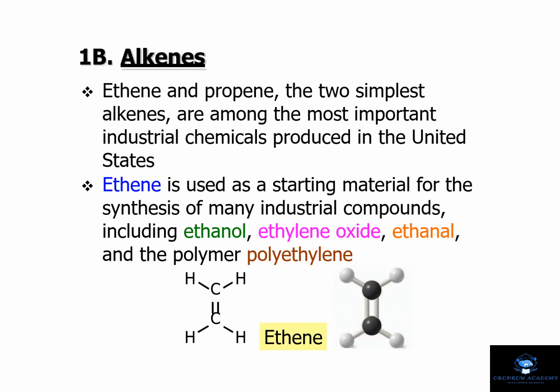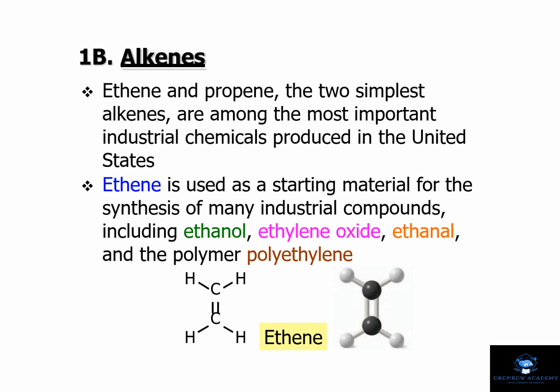Alkenes. Alkenes are enormously important in industry. Ethene or ethylene and propene are among the most produced chemicals in the world. Ethene is the starting material for ethanol, ethylene oxide, acetaldehyde, and the polymer polyethylene, the most common plastic. It also serves as a plant hormone responsible for fruit ripening.